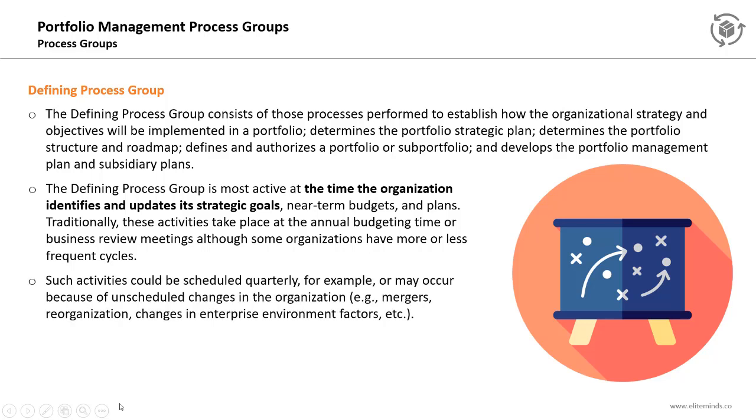Such activities could be scheduled quarterly, for example, or may occur because of unscheduled changes in the organization, like mergers or reorganization, changes in the structure of the organization, changes in the enterprise environmental factors, etc. So in addition to the annual updates to the strategic goals of the organization, any of those events might cause the defining processes to be conducted.